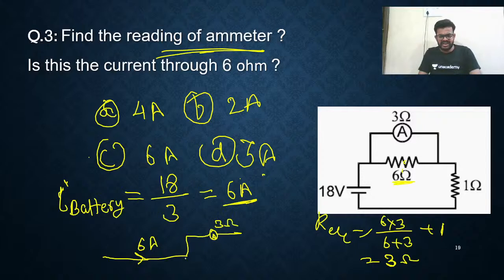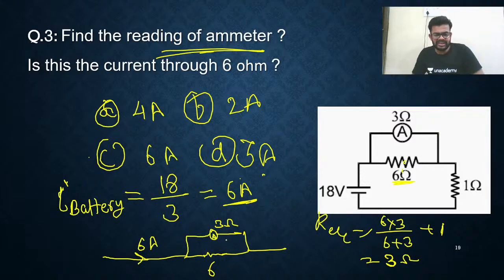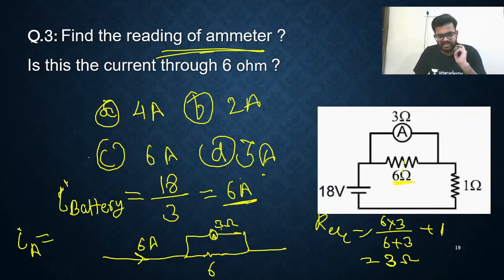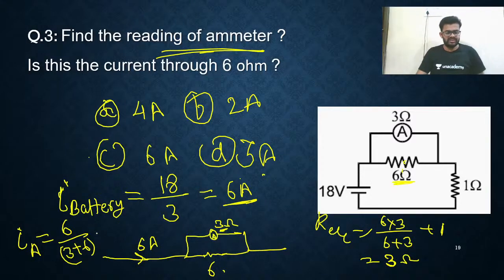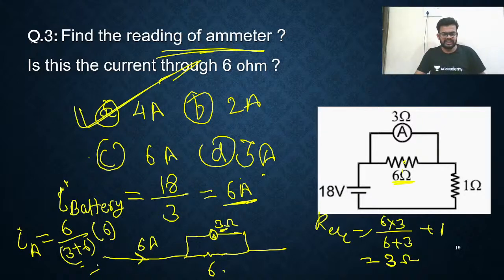The ammeter has 3 ohm resistance and this has 6 ohm resistance. We know current will flow in opposite ratio. So current through the ammeter, whose resistance is 3 ohm, you will write 6 divided by 3 plus 6. That is, R2 divided by R1 plus R2 is I1, into total current, that is 6 ampere. So you are getting 36 divided by 9, 4 ampere. Sorry, 4 is the answer. Option A is correct. Option A is the correct answer for this.